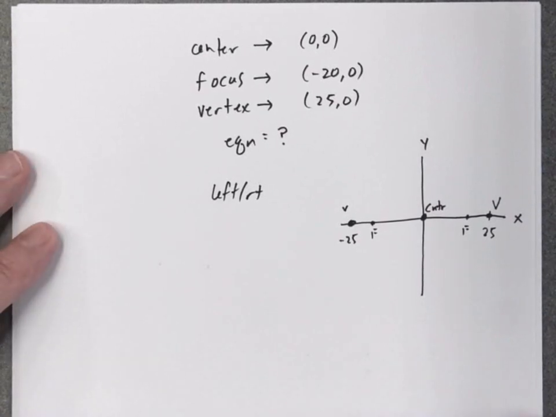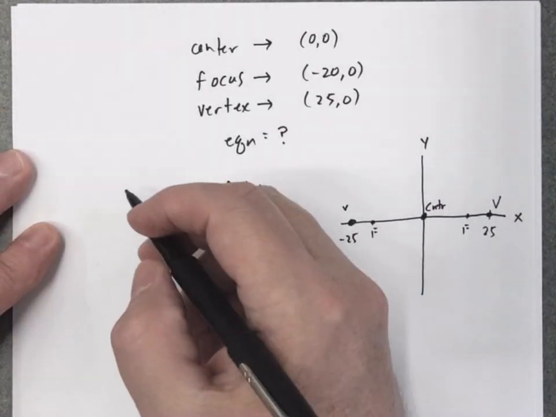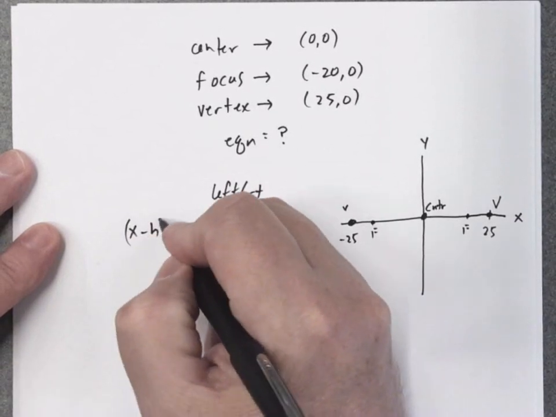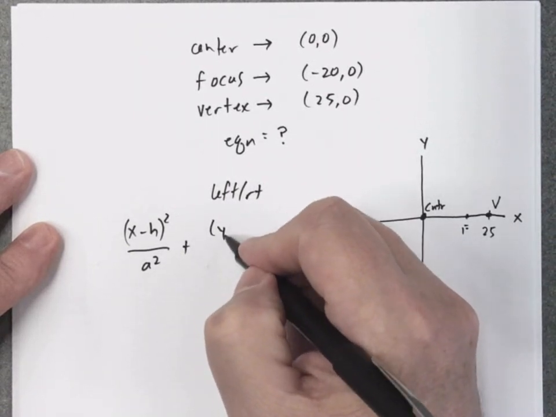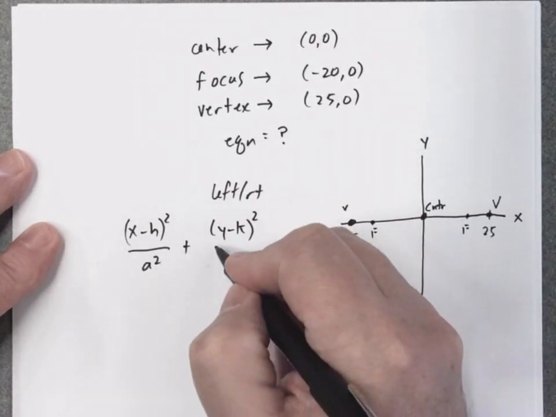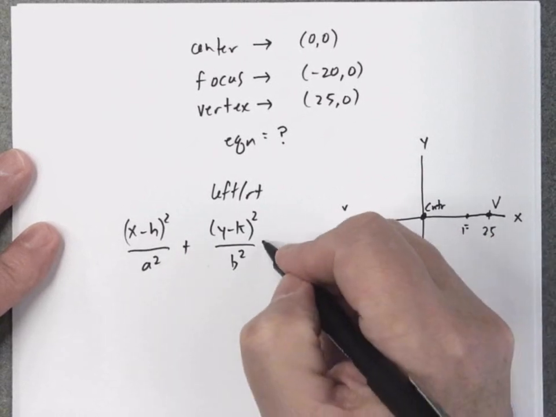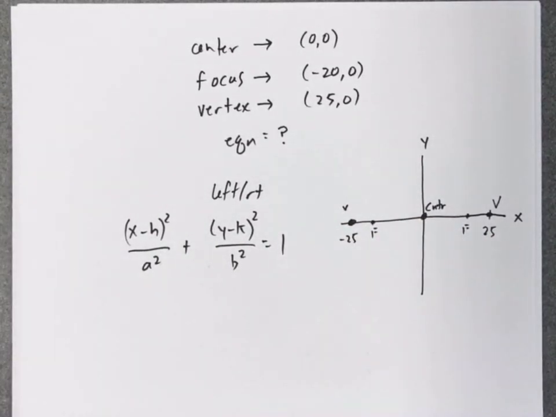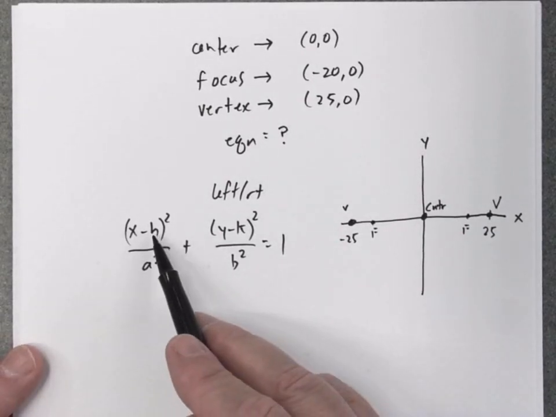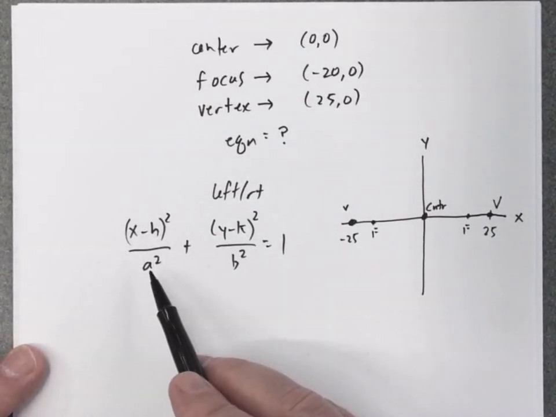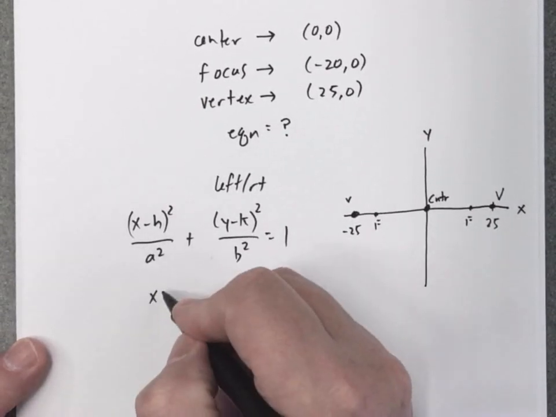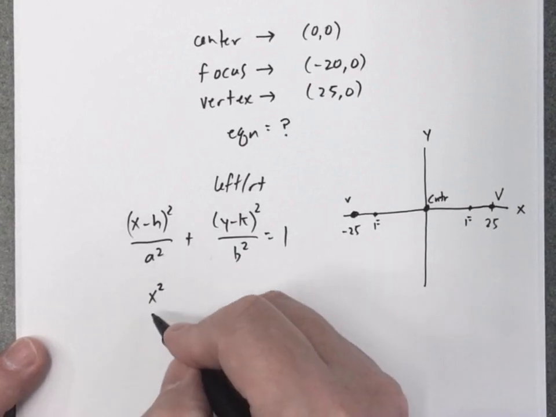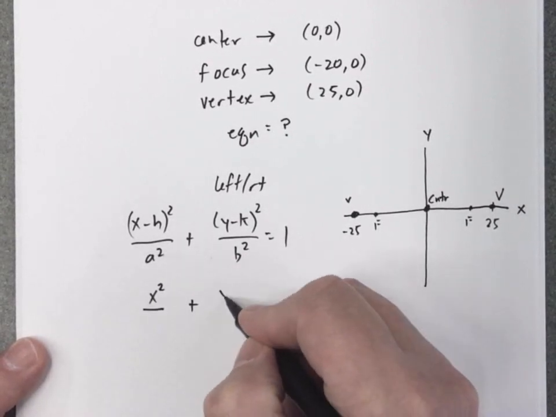So the standard equation for a left or right ellipse is when the x term is above the a squared, and in this case the y term is above the b squared. To find the equation of an ellipse, we need three things. We need the center, because the center gives us h and k. Then we need to know a and b. Well, the center is 0, 0, so it actually causes these parentheses to all go away.